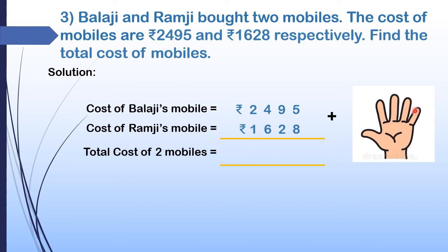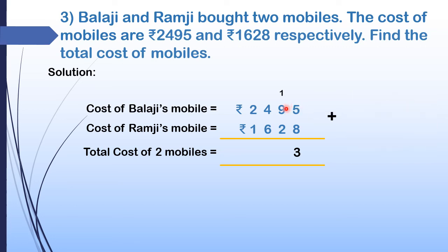So here we got 13. Write 3 here, carry over 1 to the next column. Okay, what is 1 plus 9? That is 9 plus 1, 10. 10 plus 2, 12. These simple numbers you can add without using your hands. So 12. Write 2 here, carry over 1 to the next column. So what is 6 plus 4? That is 10. 7, 8, 9, 10. Then 10 plus 1, 11. So write 1 here, then carry over 1 to the next column.